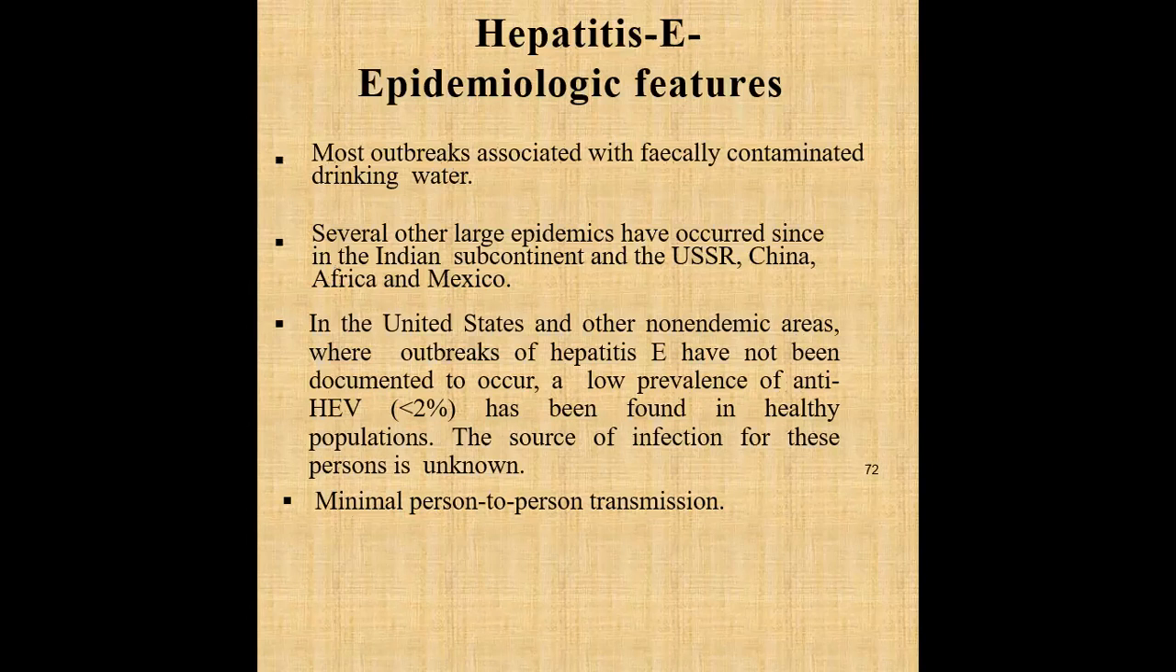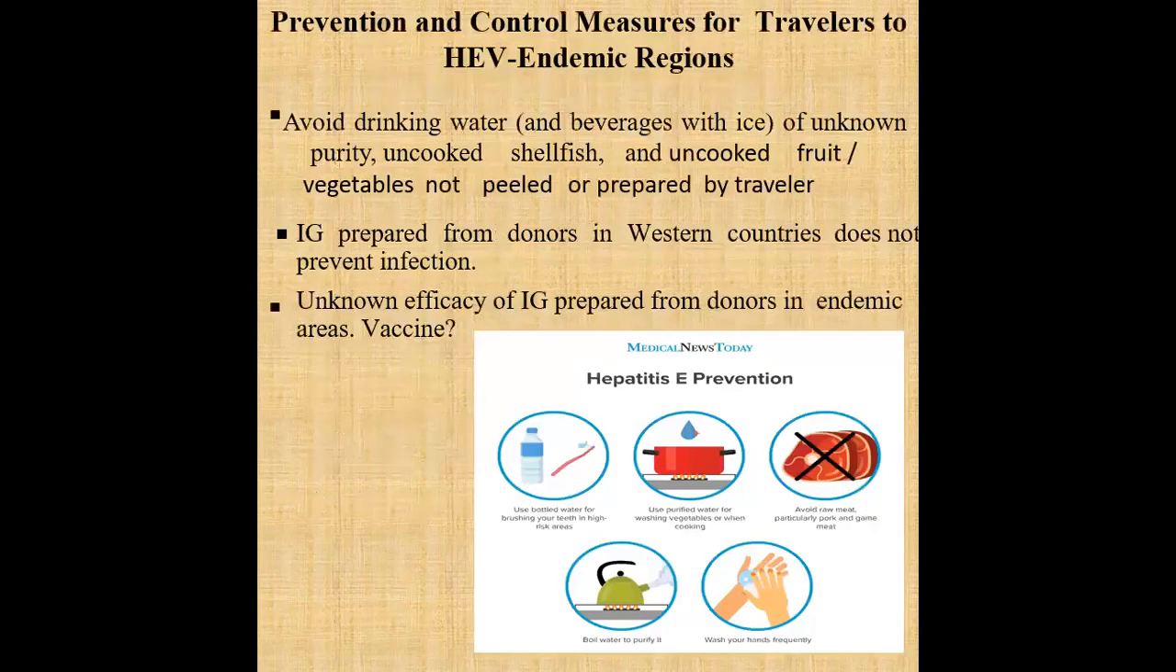In the United States, a non-endemic area where outbreaks of hepatitis E have not been documented, a low prevalence of anti-hepatitis E virus, less than 2%, has been found in healthy populations. The source of infection is unknown. The main source of this infection has not been found, but it is transmitted through fecal matter or the oral route. Person to person transmission is minimal and very low for this disease.